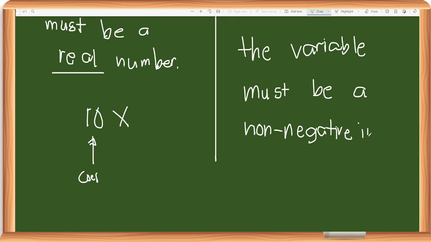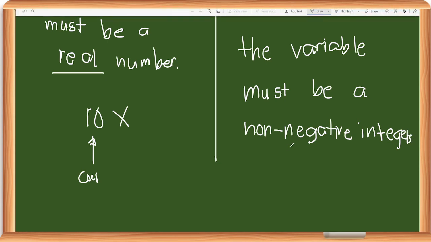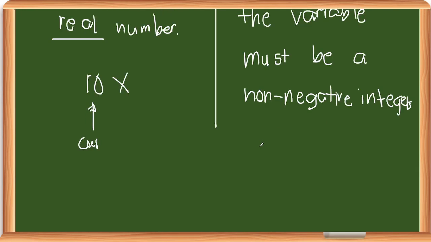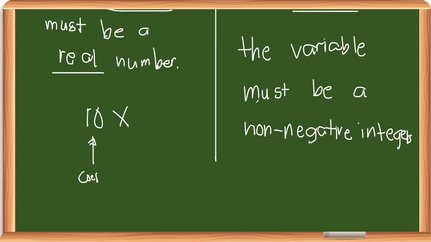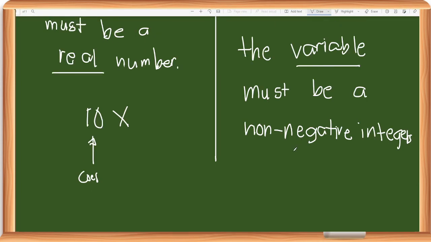Non-negative integer. When we say integer, they are actually positive and negative whole numbers. Okay, but why do I have non-negative? Bakit ko na lang sabihin positive integers? It's because we can deal with zero. Zero is neither negative or positive number, but it is considered a non-negative integer. So therefore, when we say non-negative integers, they are all positive numbers and zero. So the exponent of the variables must be a non-negative integer.